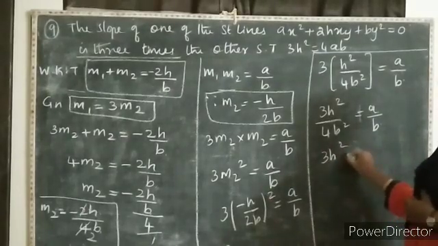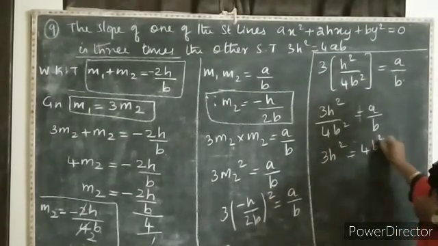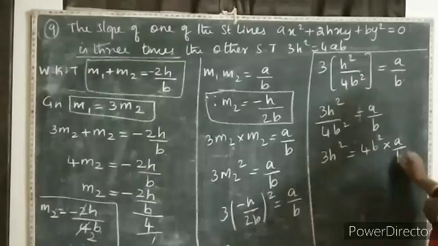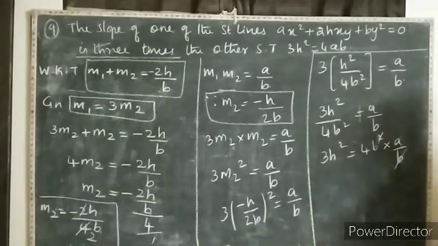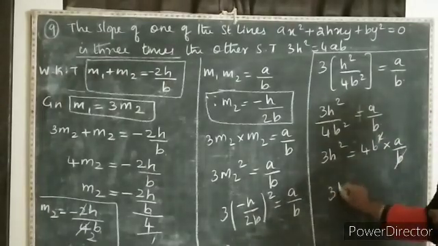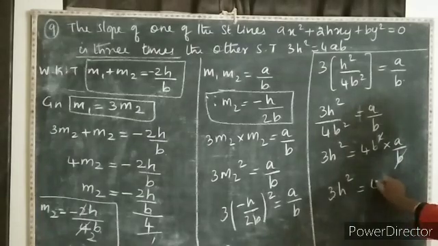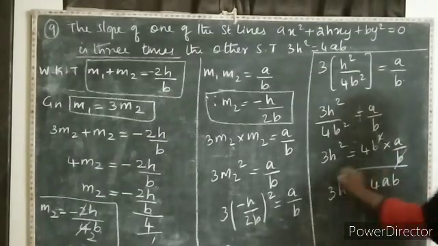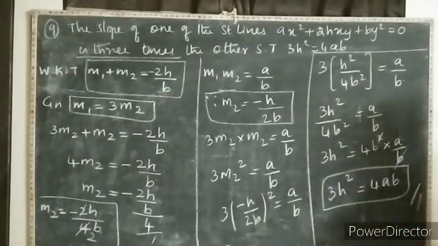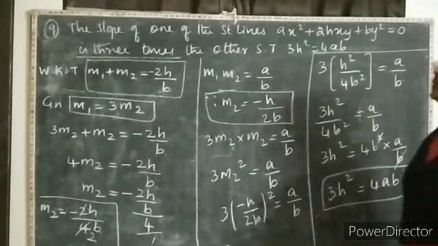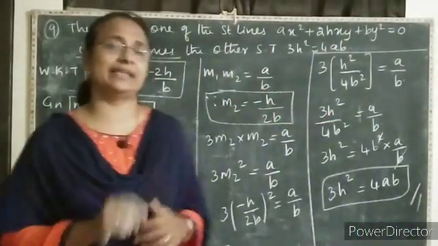So 3h squared is equal to 4b squared into a divided by b. One b and this b is getting cancelled. So I get the result 3h squared is equal to 4ab. Hence I have proved the result. Okay, so this 8 and 9 sum are same.